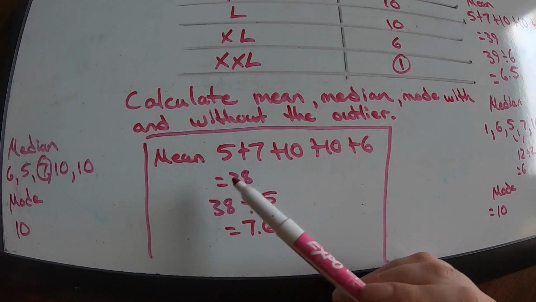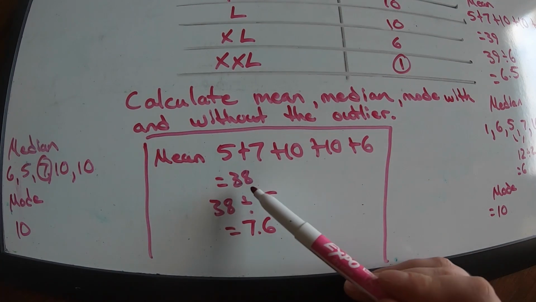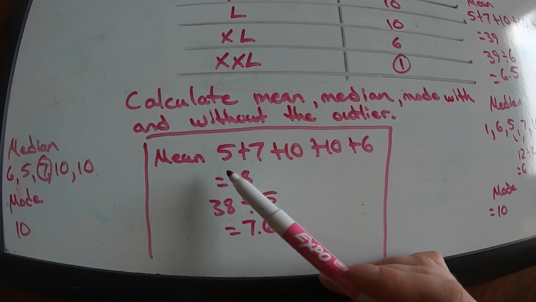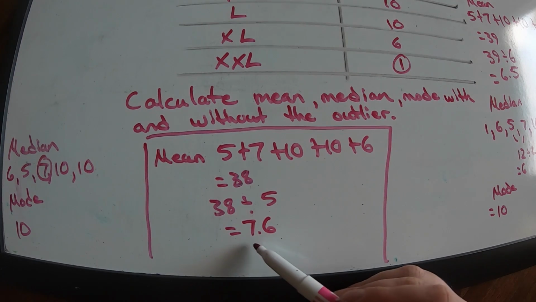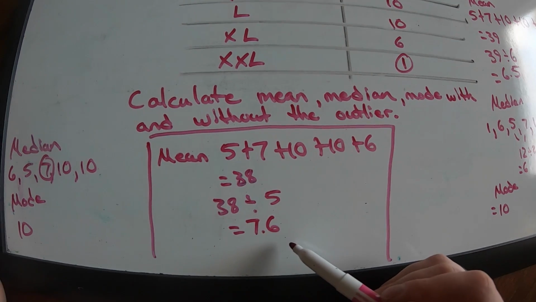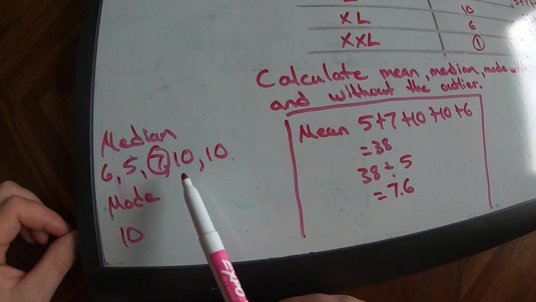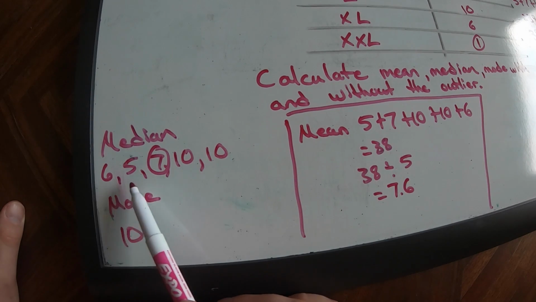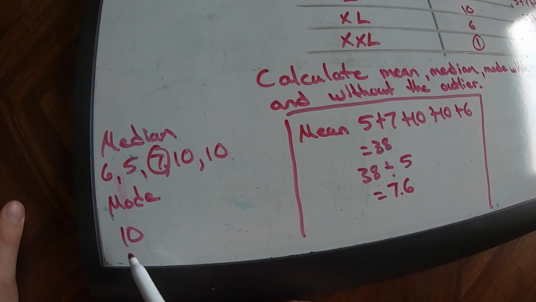So this is my calculation of the mean without the outlier. So 5 plus 7 plus 10 plus 10 plus 6 equals 38. I'm going to take 38, I'm going to divide by 5 because now that I've removed the outlier, I have 5 pieces of information. So that gives me a total of 7.6. For the median, I just take my new set of numbers without 1. So I've removed the outlier. And all I need to do is to find that central number. So in this case, it would be 7. And then the mode is still the same because 10 occurs the most frequently.